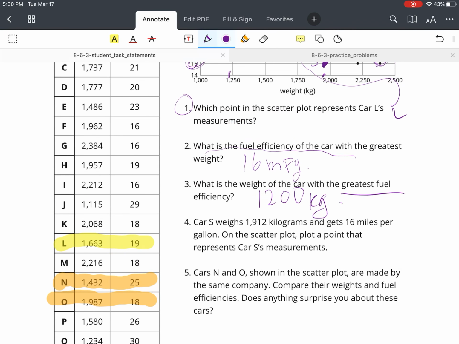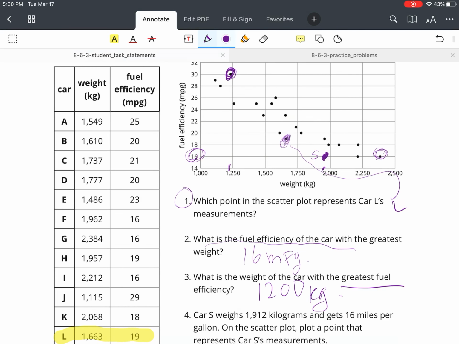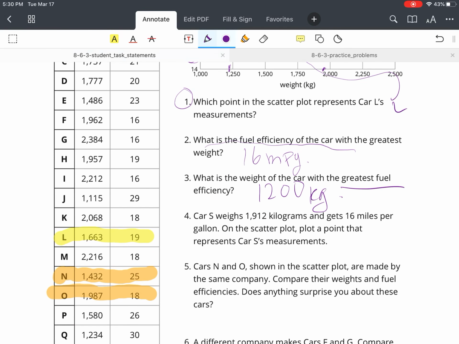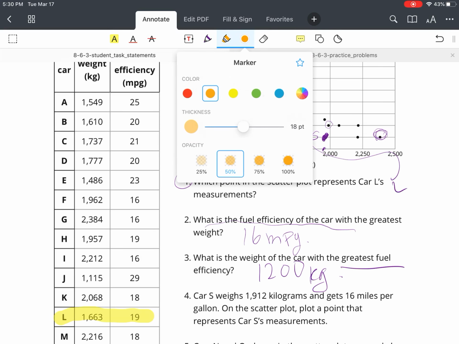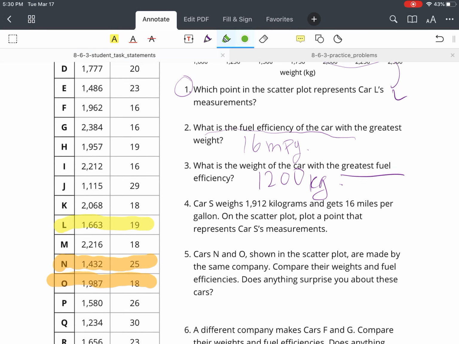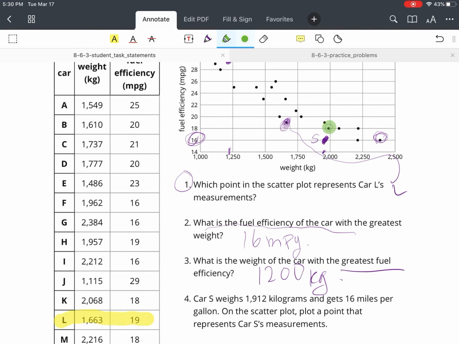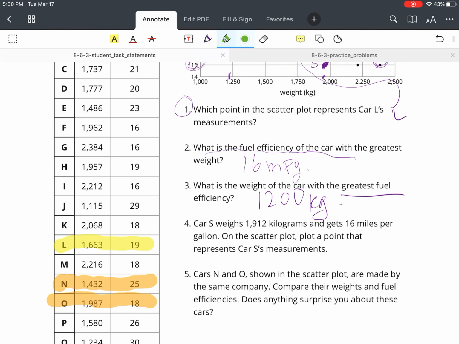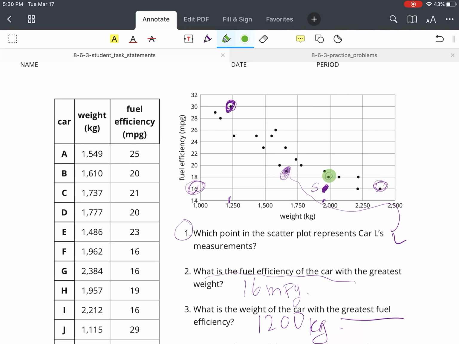Let's take a look at them now in the graph. So we're looking at 1987, and it gets 18 miles per gallon. So that's this one right here. Let me actually highlight it using green. So we know it's that one. And then we're looking at 25 miles per gallon. It might just be easier if we look at the ones that have 25 miles per gallon. And 1432 weight. So 1432 would be right here.